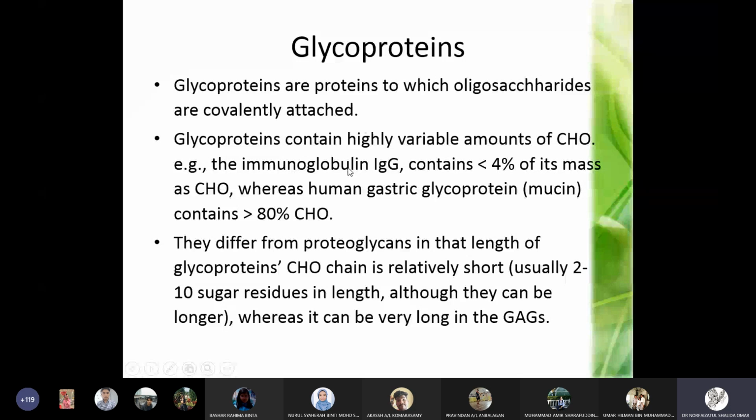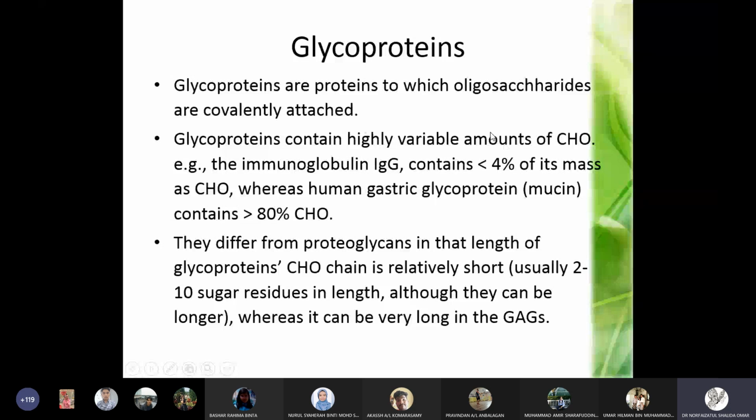Okay, so I proceed with the glycoproteins. Glycoproteins, like I mentioned yesterday, have highly variable amounts of carbohydrate. Glycosaminoglycans have more carbohydrate than protein, but glycoproteins have a variable amount of carbohydrate. Some have more carbohydrate, some have less, but they contain both carbohydrate and protein.